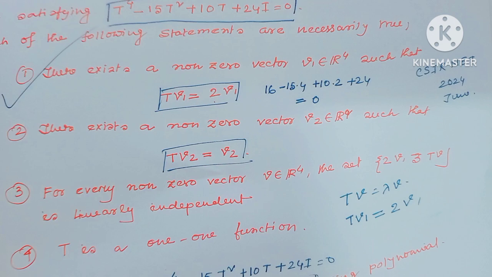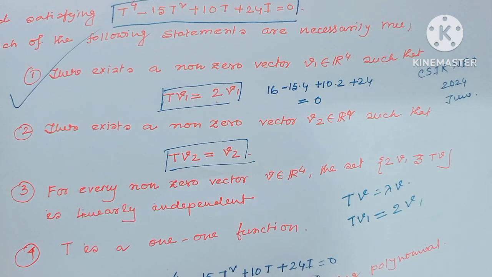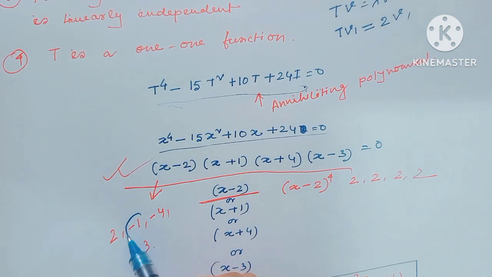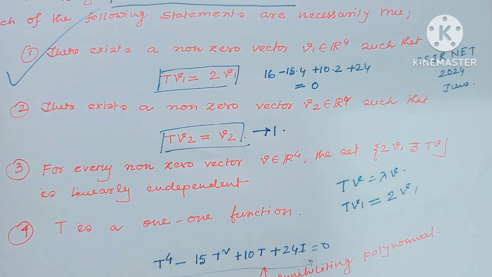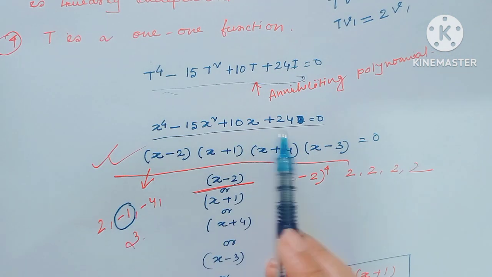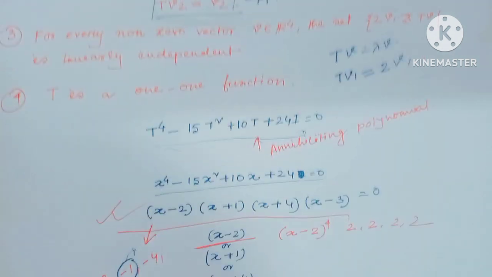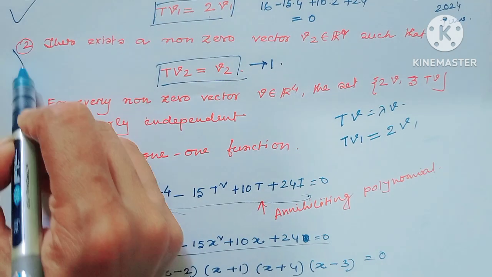Next, notice, given there exists a non-zero vector V2 belonging to R4 such that TV2 equal to V2. Is it possible? Notice, here the eigenvalue is minus 1. But if TV2 equal to V2, that means the eigenvalue is 1. But for this operator, there exists the eigenvalue minus 1. So option 2 is the wrong option.